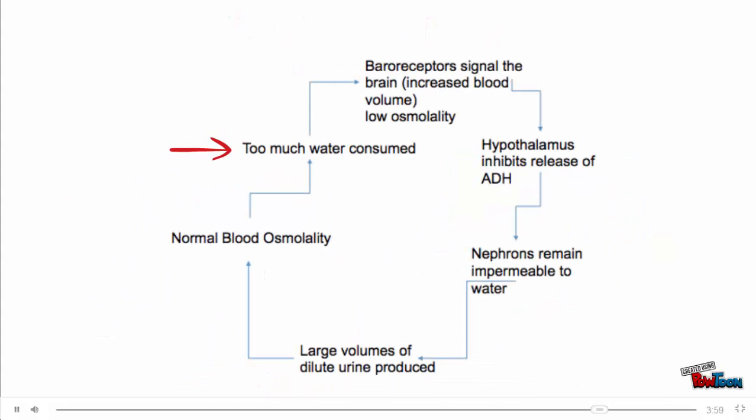When there is too much water consumed, baroreceptors signal the brain of the increased volume and there is low osmolarity. The hypothalamus inhibits the release of ADH and the nephrons remain impermeable to water. Large volumes of dilute urine are produced, which returns the blood to normal osmolarity.